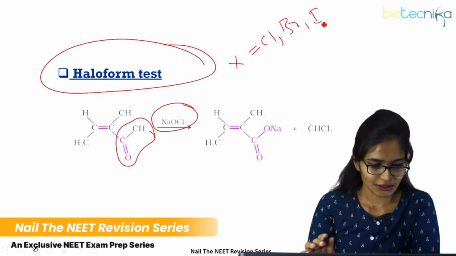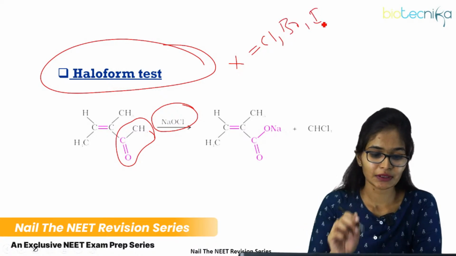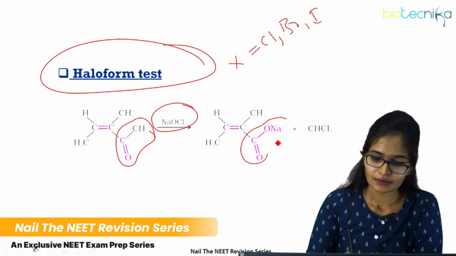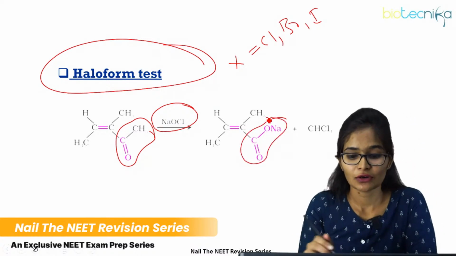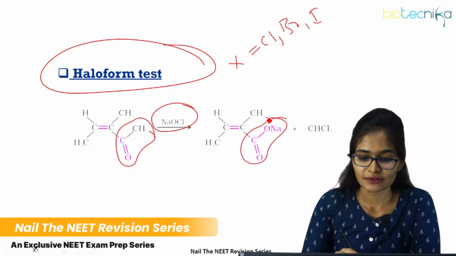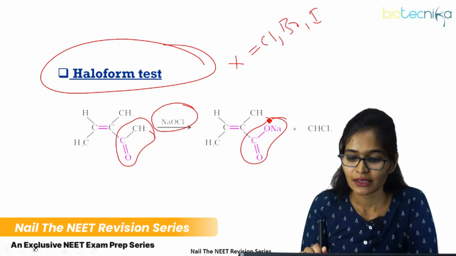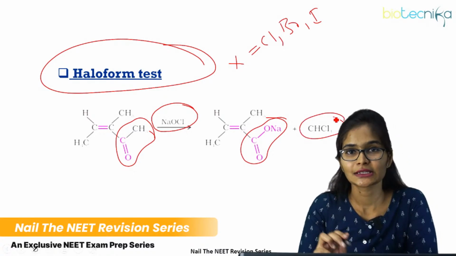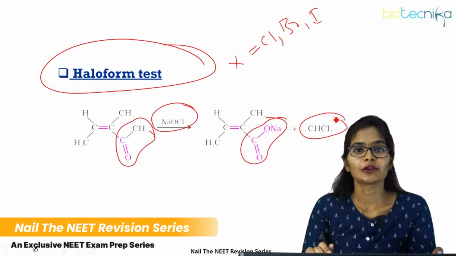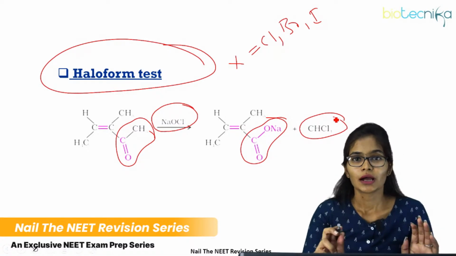Now, NaOCl treatment will give me carboxylic acid salts, right? So the sodium salts of substituted carboxylic acid you are getting, along with that CHCl3 is formed, right? So this is the haloform test with respect to aldehyde and ketone.